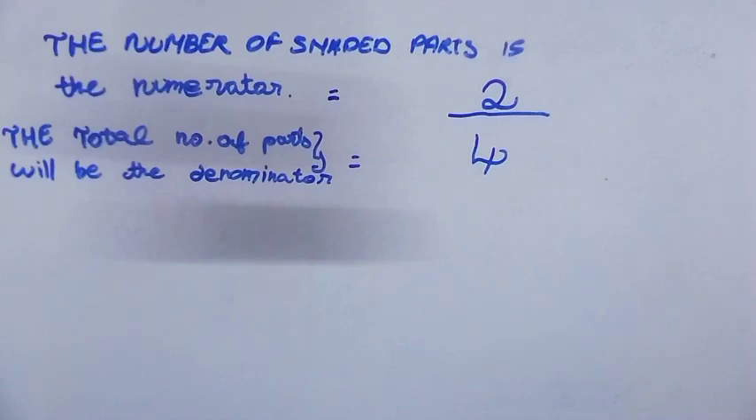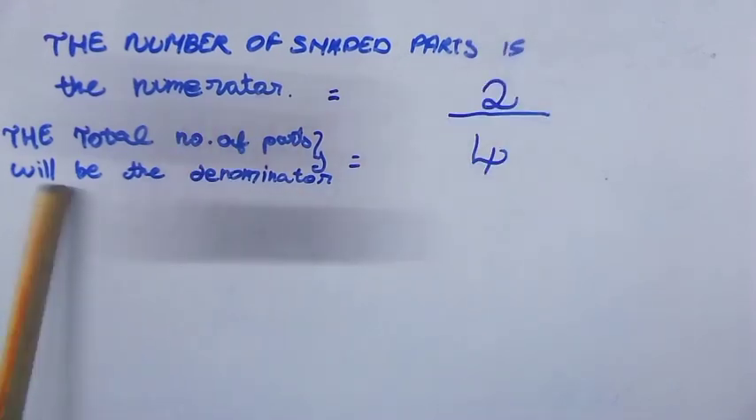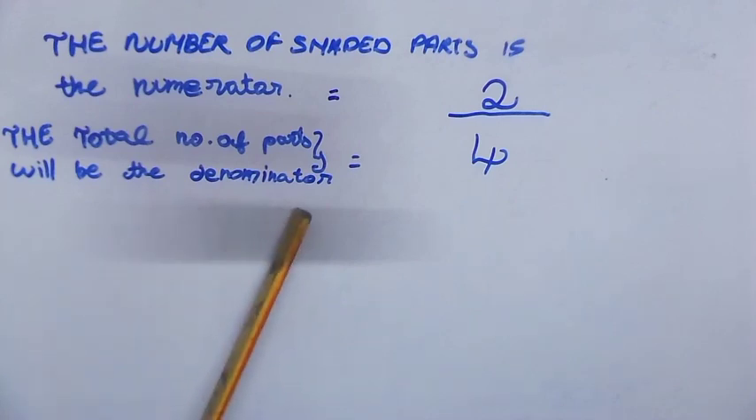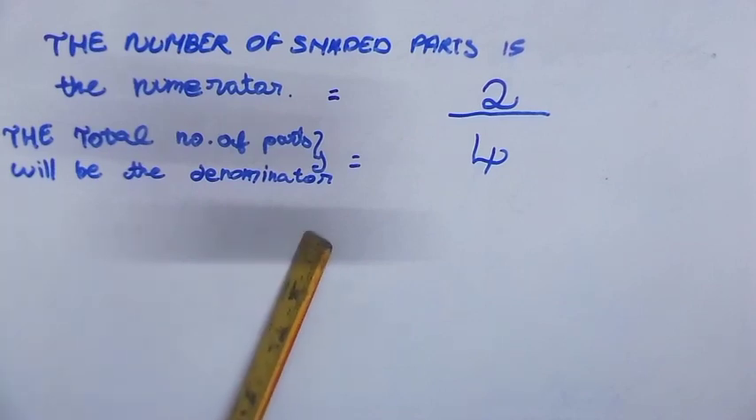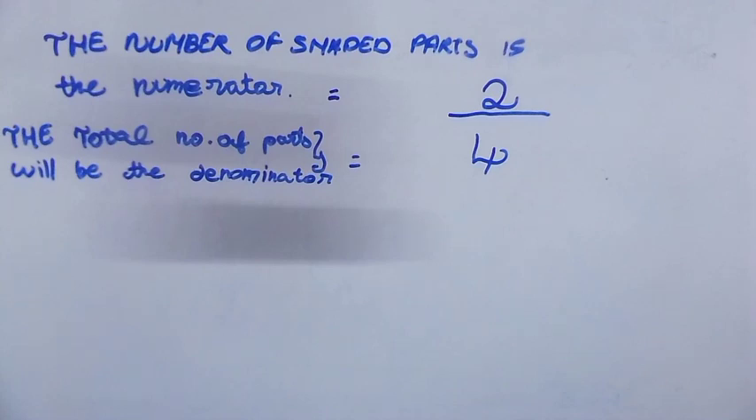So the number of shaded parts is the numerator. The number of shaded parts was 2 as we saw, so the numerator will be 2. The total number of parts will be the denominator. So the total number of parts in the circle, that is the number of parts the circle was divided into, will be the denominator. So 4 is the number of parts the circle was divided into. So you answer as 2 by 4.